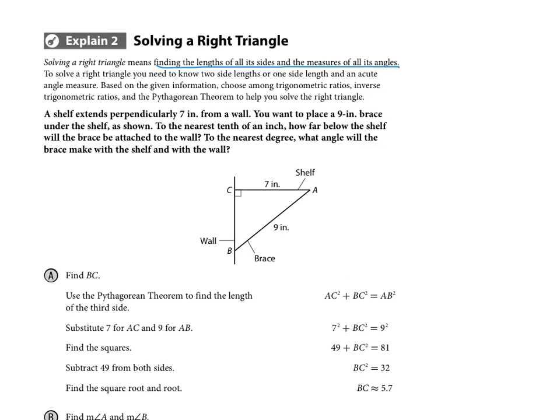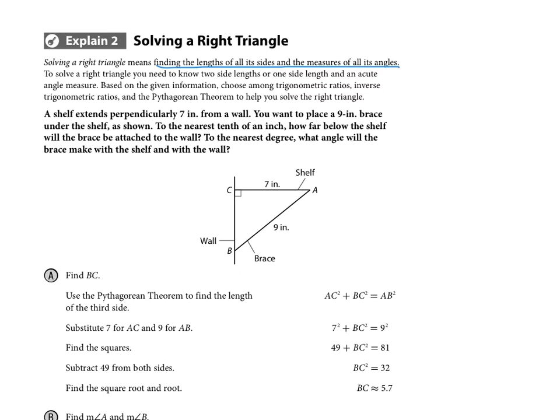So to solve a right triangle, you need to know two side lengths or one side length and an acute angle measure. And based on that information, we're going to figure out which trig ratios we want to use, whether we want to use inverse trig ratios, and whether we might need to use the Pythagorean theorem to help us figure out the rest of these things here.